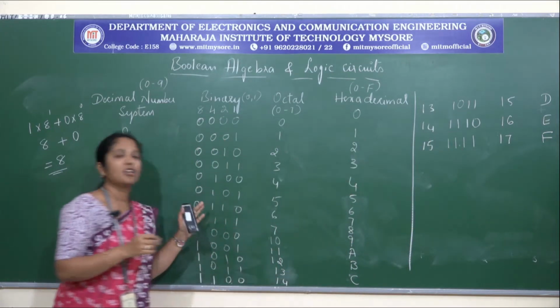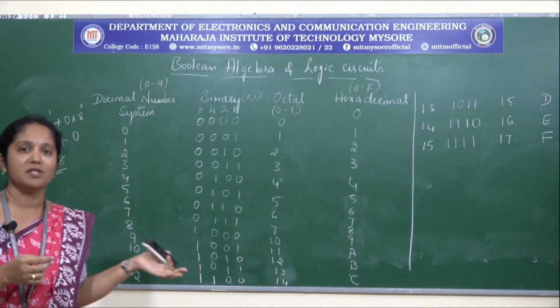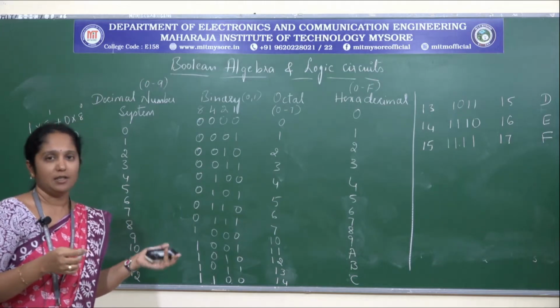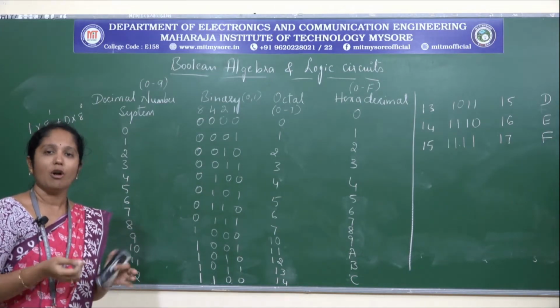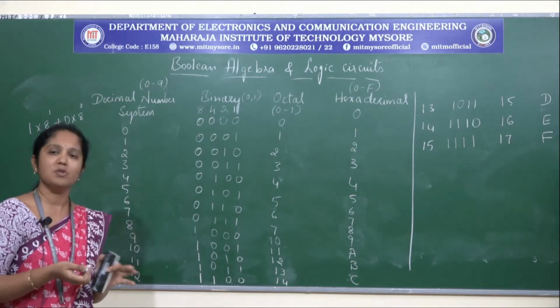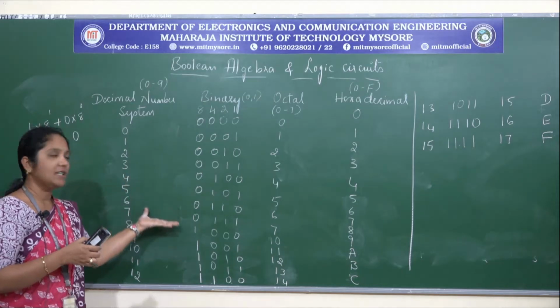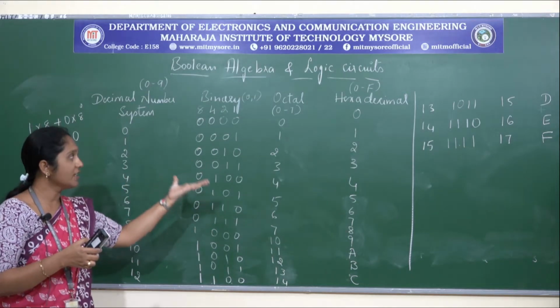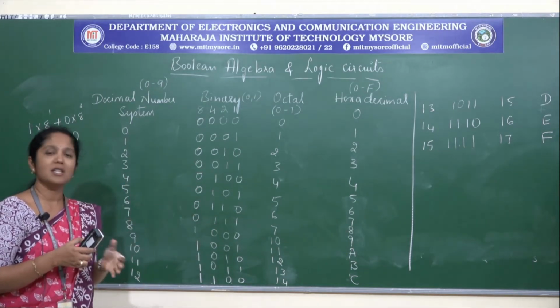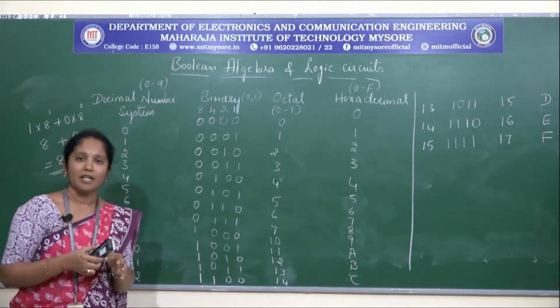So these are the different representations of number systems that we use in logic circuits or digital design. I hope you have understood how to write the numbers in binary, in octal, and in hexadecimal. So this is about the binary numbers.